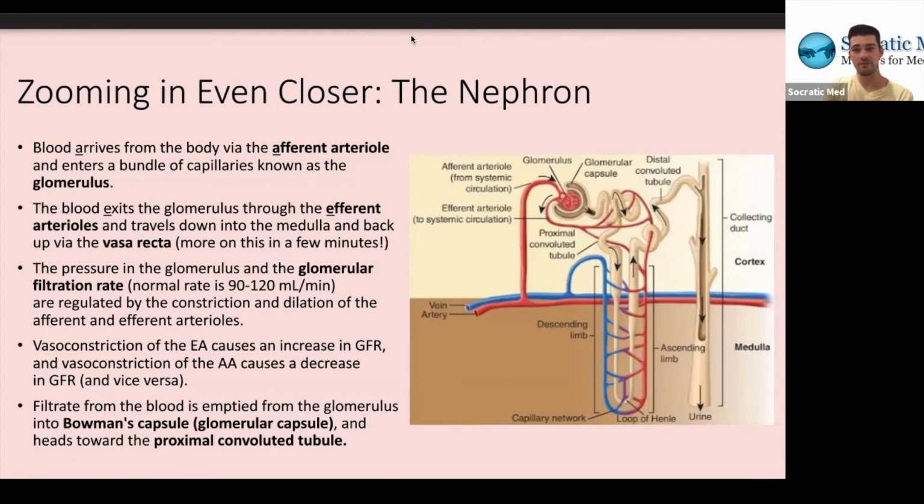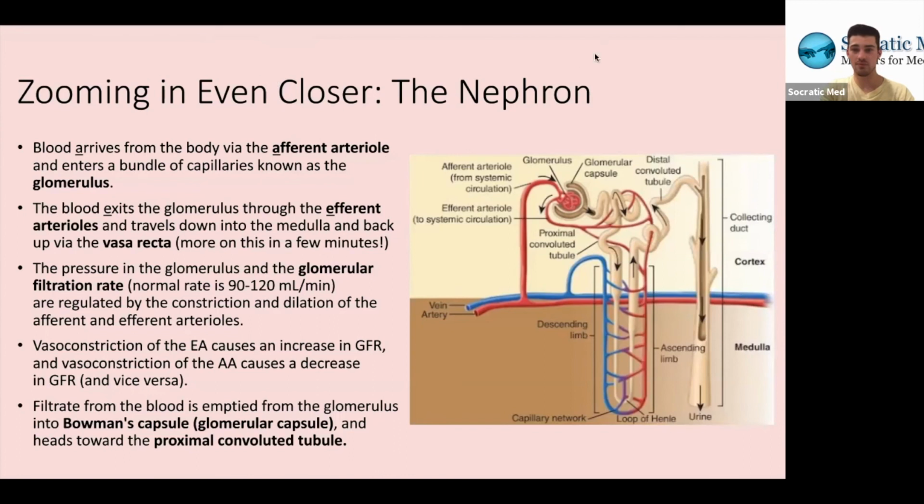There's a lot of information on this slide. Does anybody have any questions about it? Specifically about pressure in the glomerulus and how pressure affects the GFR? Okay. Because we're going to continue a little bit with the nephron on the next slide. So if you guys are okay with this, then we'll move on.